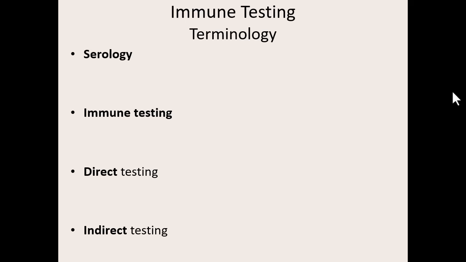Now, direct testing is looking for the presence of the antigens. Looking for antigens. Indirect testing is looking for the presence of antibodies. It's more accurate to tell you what's going on with you right now.